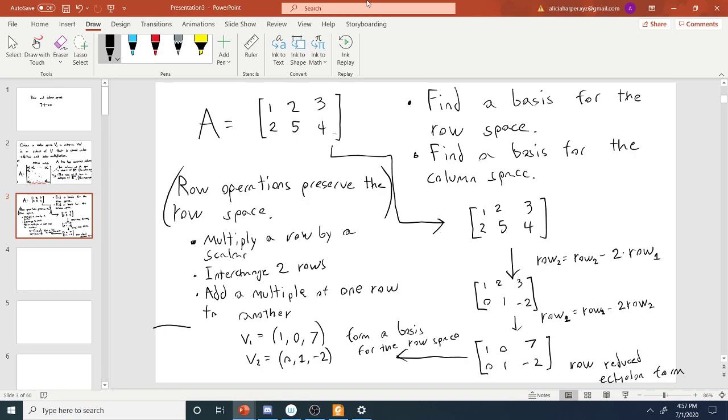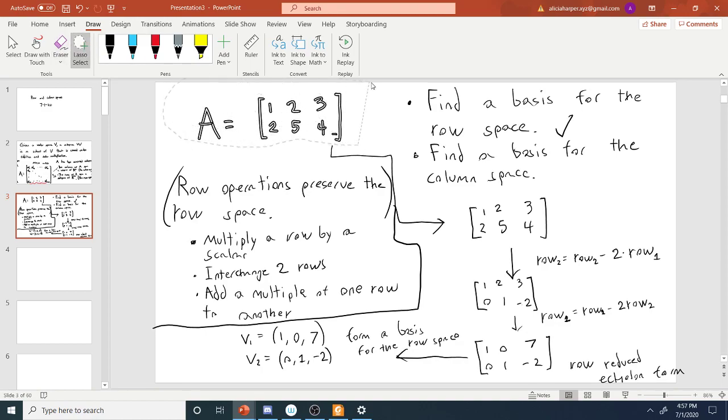Okay. So that completes the first part of our problem. Let's consider the second part. So I want to take all this, and now I want to find a basis for the column space.